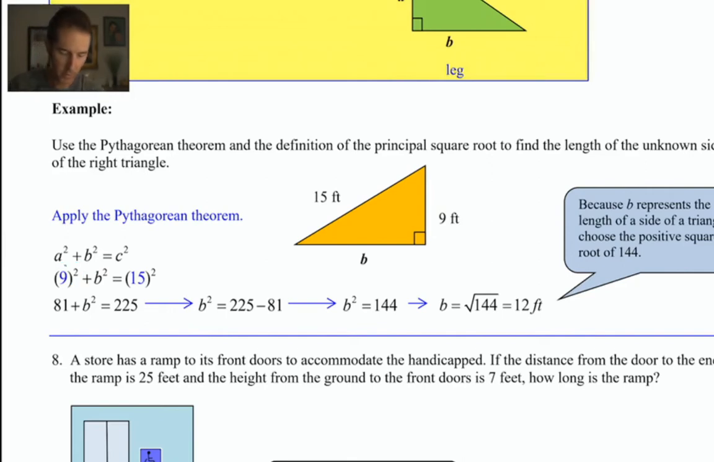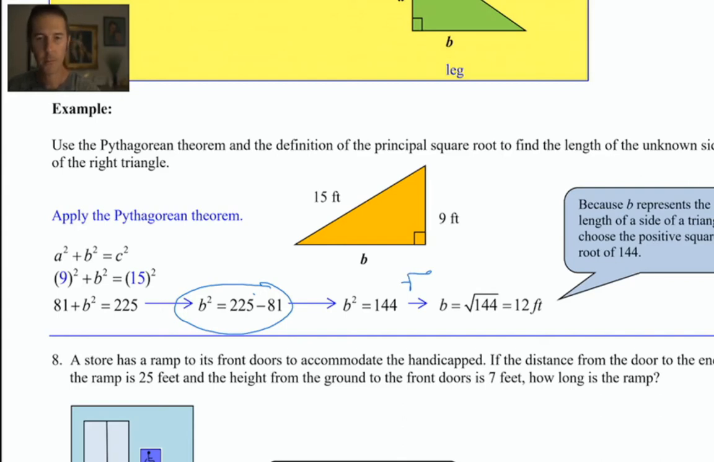And then we did some arithmetic. 9 squared is 81, 15 squared is 225. And then as we move to the right across the page, if we subtract 81 from both sides, the subtraction has happened on the left-hand side, and b squared is all alone now. On the right-hand side, we have to do the arithmetic, 225 minus 81, which simplifies to equal 144.